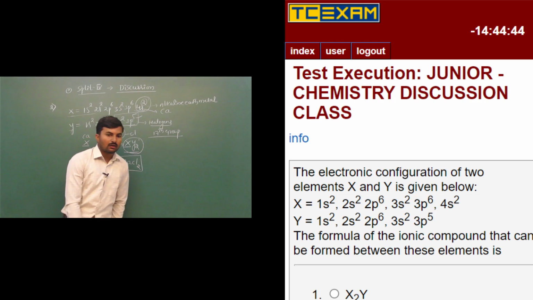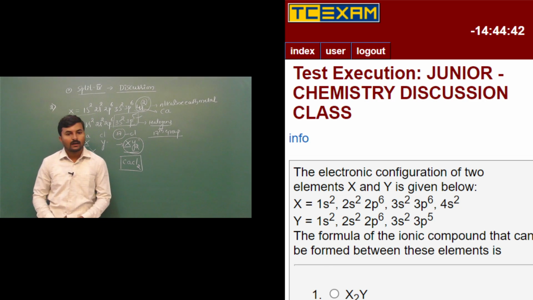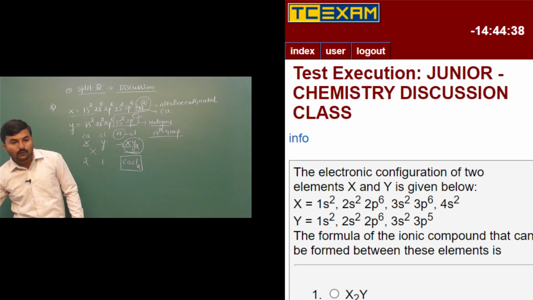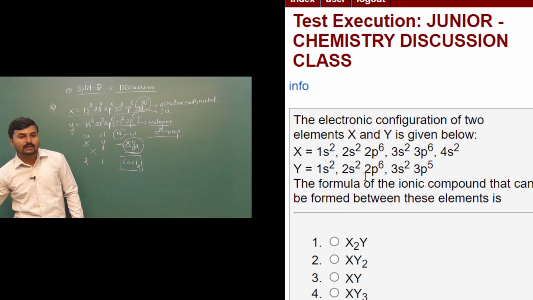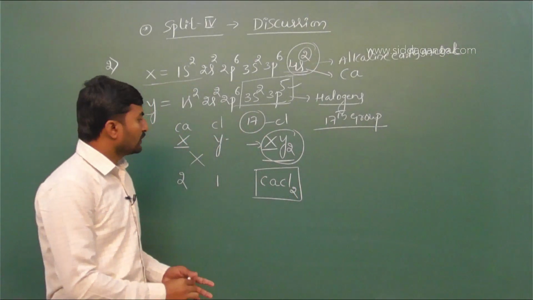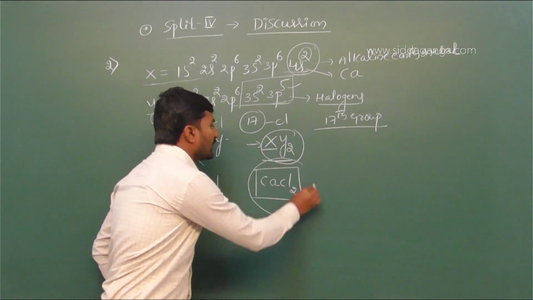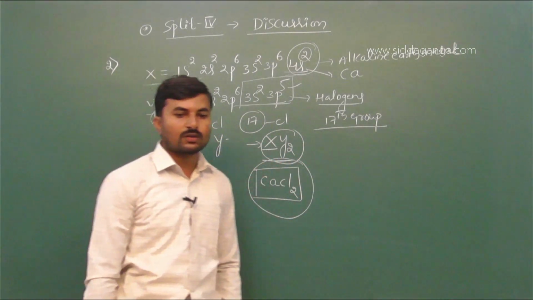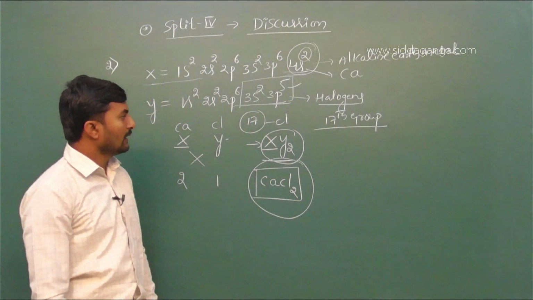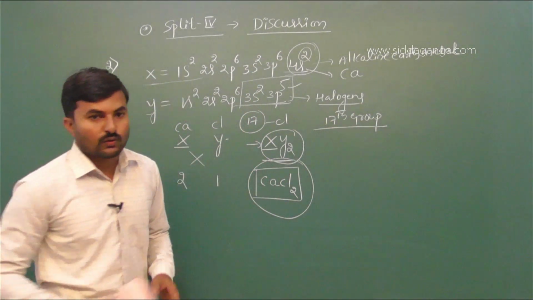The electronic configuration of the two elements X and Y is given below. The formula of the ionic compound that can be formed between these elements is XY2, that is present in option 2. So which is the correct option for this question? That is option 2, XY2. Okay, yes. The next question.